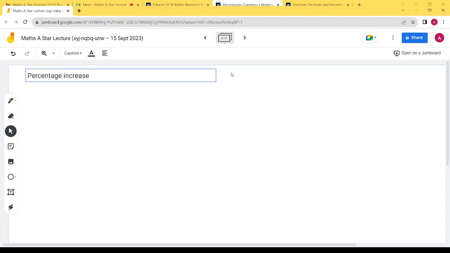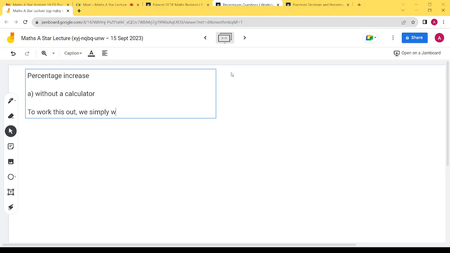So next we're going to look at percentage increase. And so we'll look at A again without a calculator. Okay, so to work this out, we simply work out the additional percentage as the previous skill, sorry, and then add it on. So it's nothing too complicated here. It's nothing really different from what you've already done without a calculator. There's nothing too much to it.